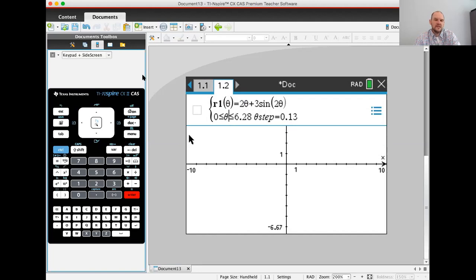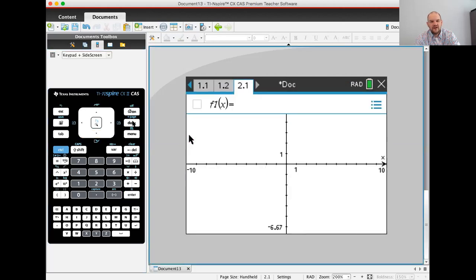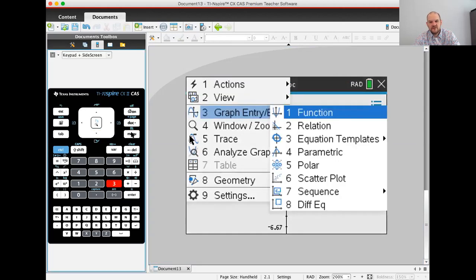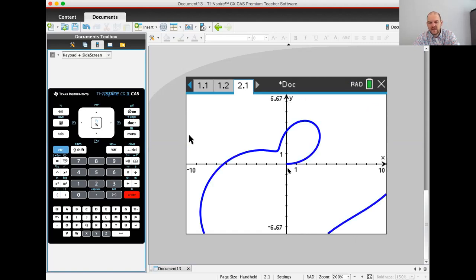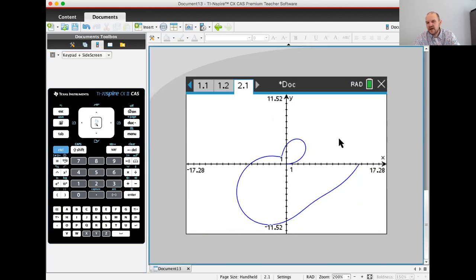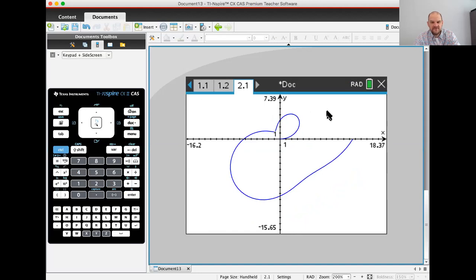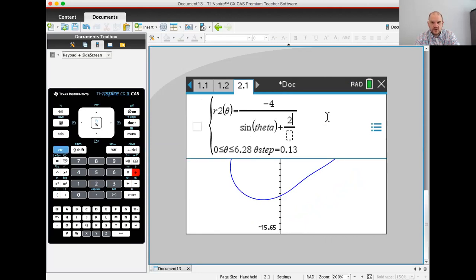Oh, what do you mean? All right, hold on. Doc4, let's insert a problem. Graph, menu, option 3, option 5. Probably should have done this in a separate video. I can actually type theta, so I'm going to do that, plus 3 sine of 2 times theta. There we go. I always think this looks like a sleeping baby somehow. Your thoughts may differ. And then I'm going to graph this: -4 sine of theta plus 2/3 cosine of theta.